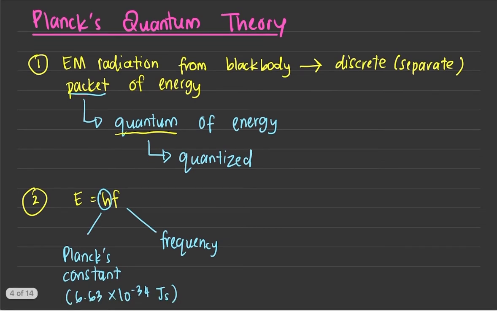The second one is the quantum of energy E for the radiation of frequency f is given by E equal to hf, where h is the Planck constant, the value is 6.63 times 10 to the power negative 34 joule seconds, and f is the frequency of the radiation. So as we can see, as the frequency of the light increases, the energy also increases.